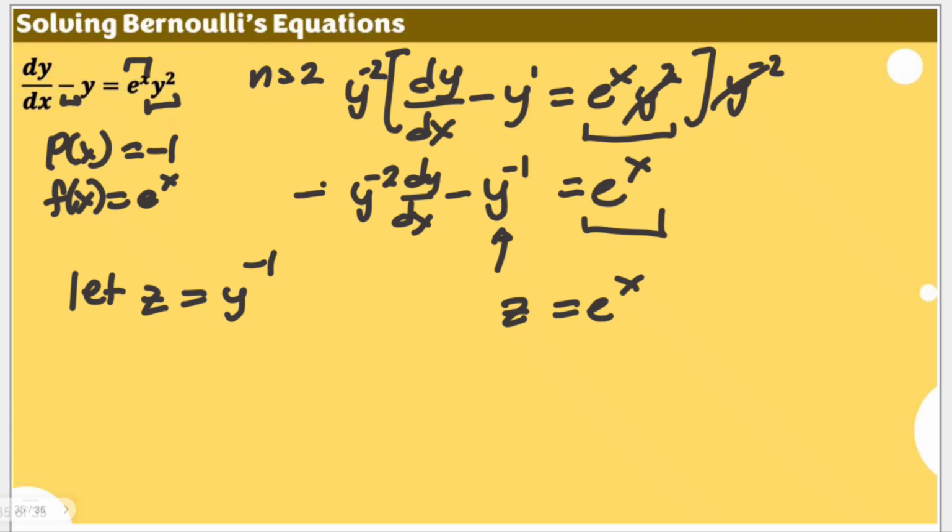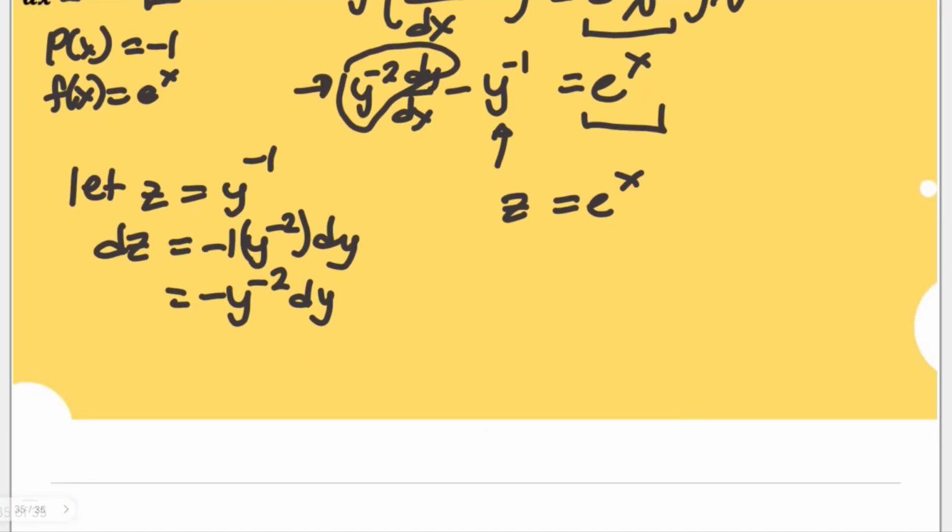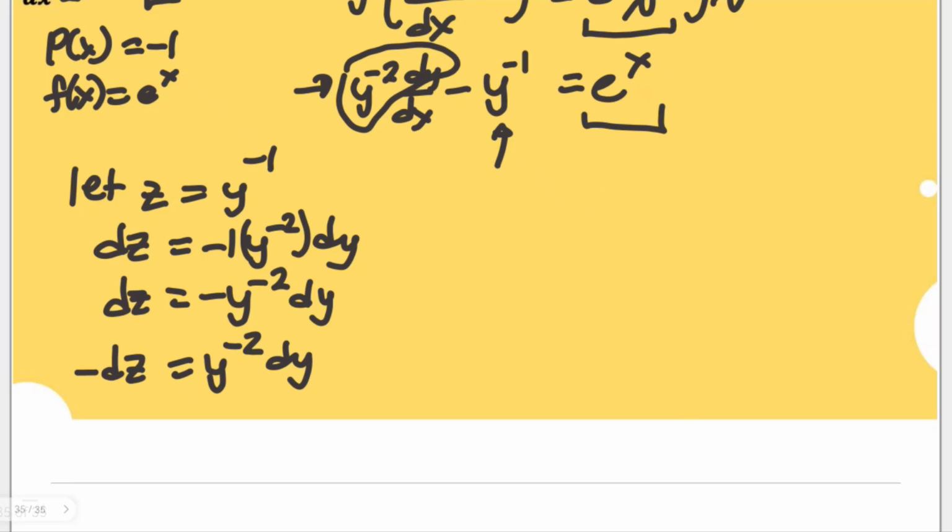But since you have here this expression, let's try to come up with dz. This is actually -1 times y to the power of -2 dy, or -y to the power of -2 dy. What you want is y to the power of -2 dy. So what we can do here is to multiply both sides by -1. We will get positive y to the power of -2 dy is equal to -dz. So with this now, we can structure the equation in terms of z in this manner.